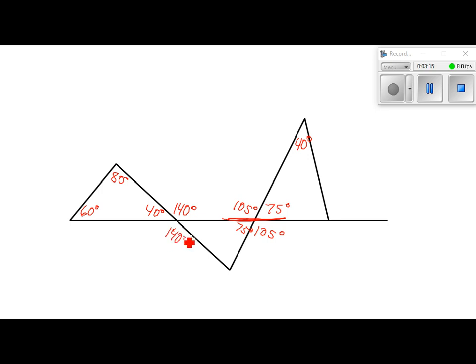What else? The 40 is vertical. So that one's vertical to the 40 that we wrote in, so 40 has to go there. And the one at the bottom there: these three angles make a triangle, so add these two, 75 plus 40, it's 115, subtract that from 180. 65. Everybody agree with Terry? 65?